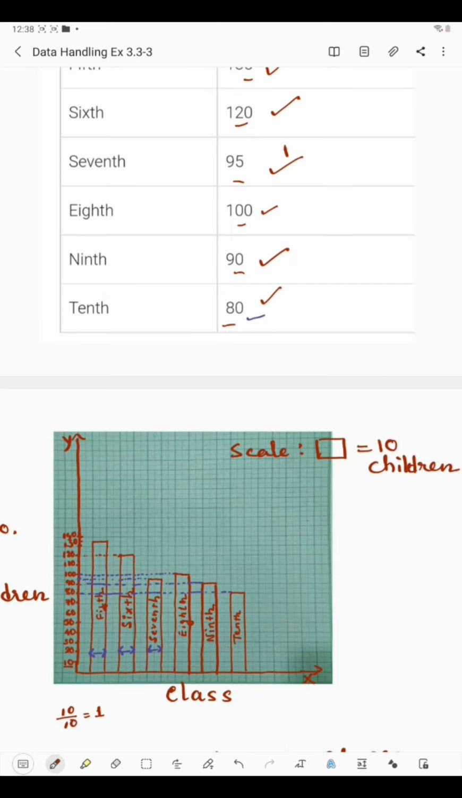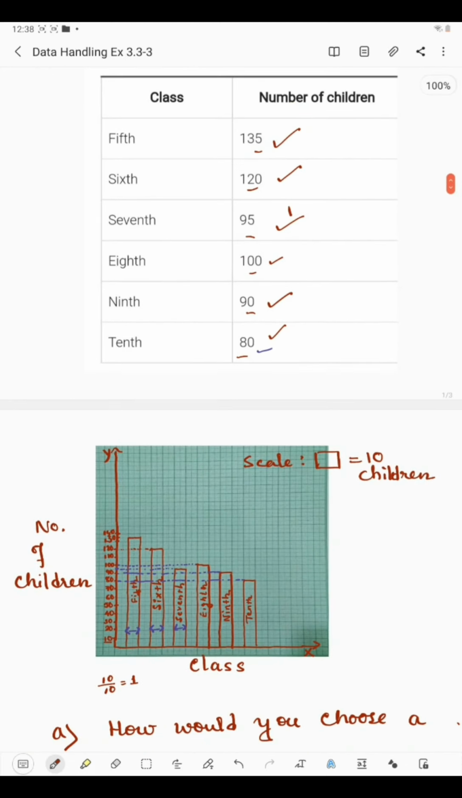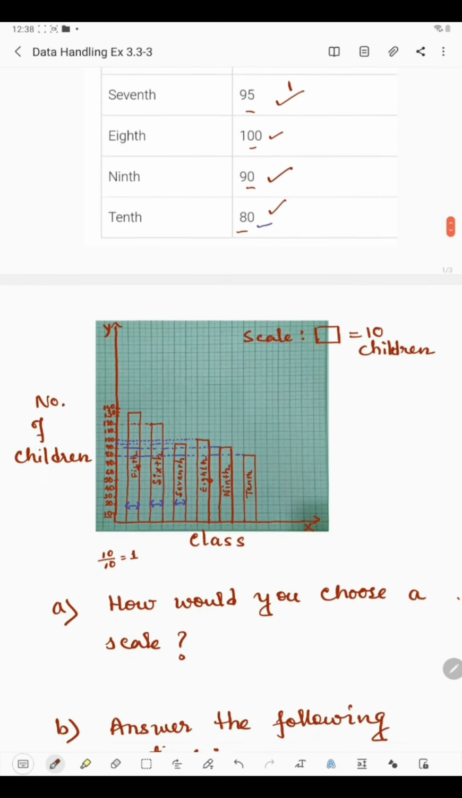So this way we will have to draw the bar graph. At first we will draw the axis and then we will write what we are measuring on the horizontal side as well as on the vertical side. Then we will have to write down the scale. Okay, and scale depends on the value given. After that we will draw the bar. Now after drawing bar we have some questions given.